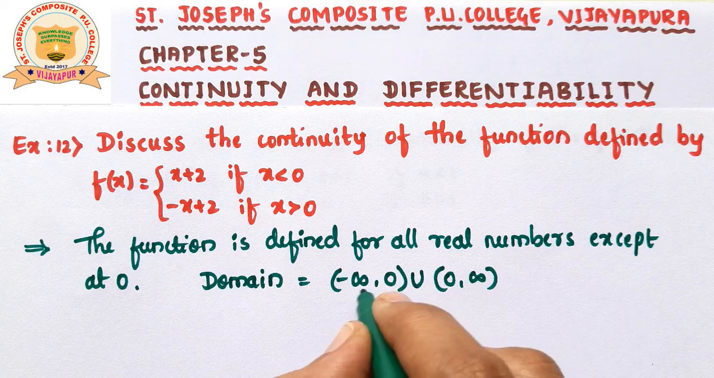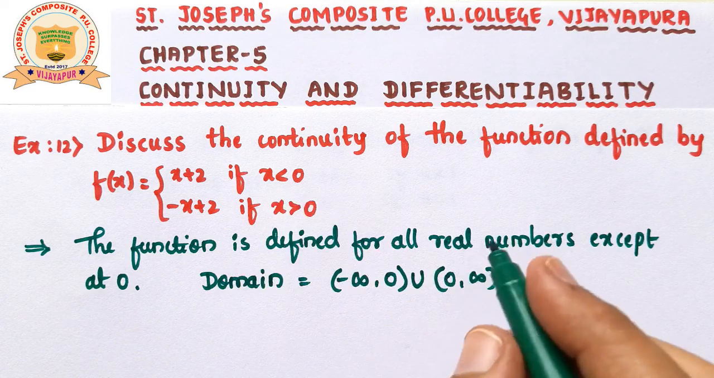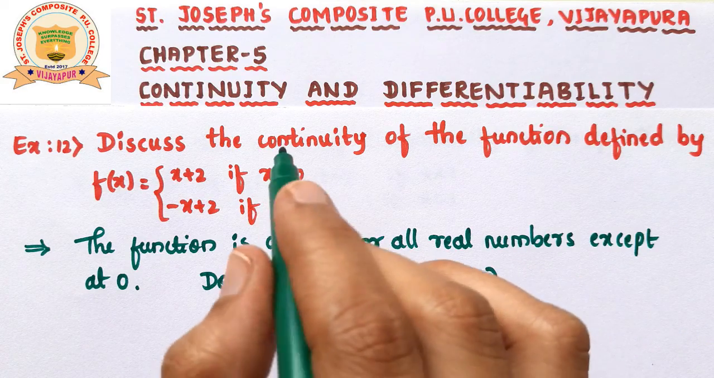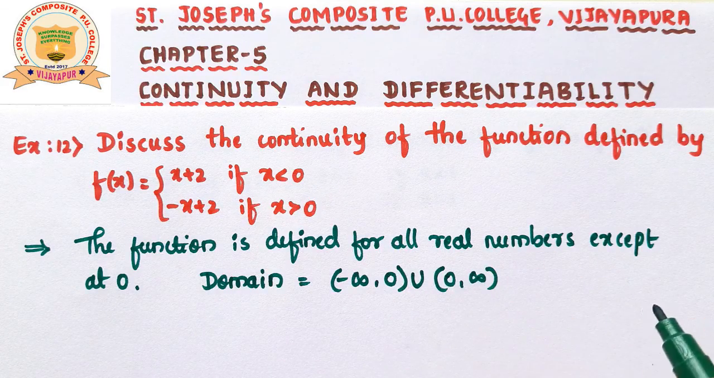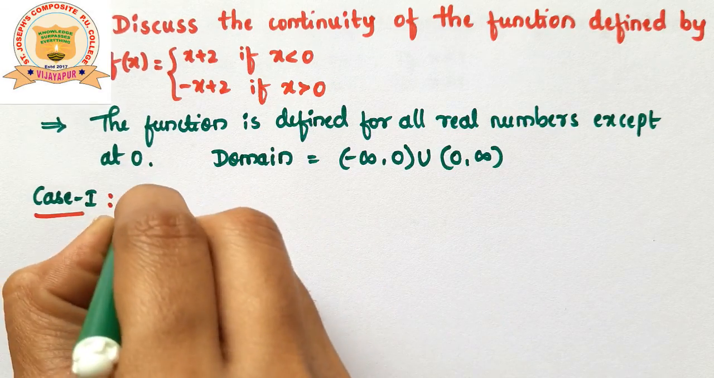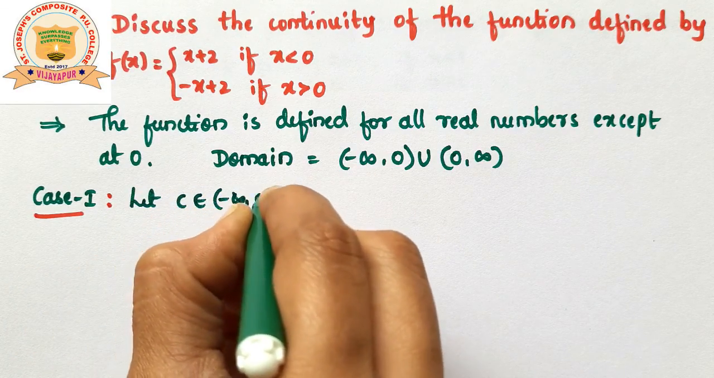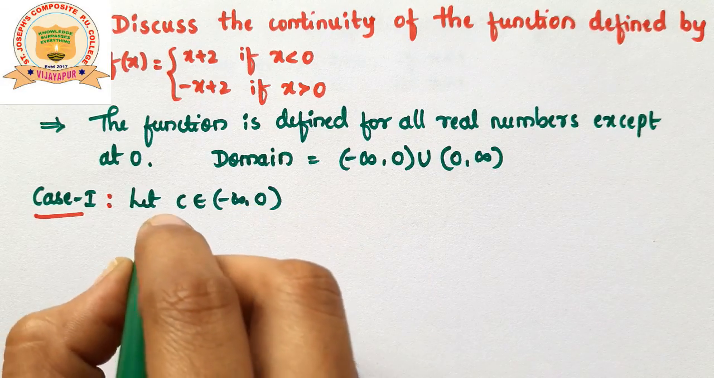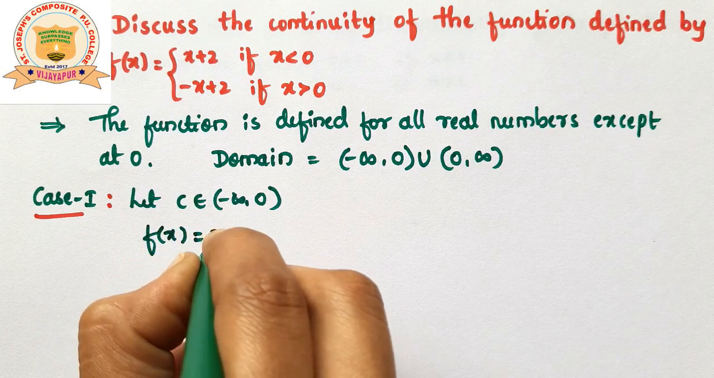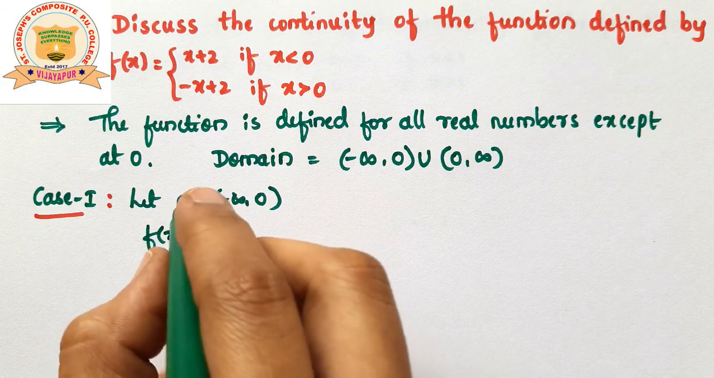So in this interval we will take one general number and check whether the function is continuous or not. Again in this interval we will take one more real number and check whether the function is continuous or not in this interval. Okay, therefore we have two cases. Case 1: let c be any real number belonging to the interval minus infinity to 0. For less than 0, what is the functional value? f of x is equal to x plus 2. If you substitute c in place of x, you will get the functional value at x is equal to c.